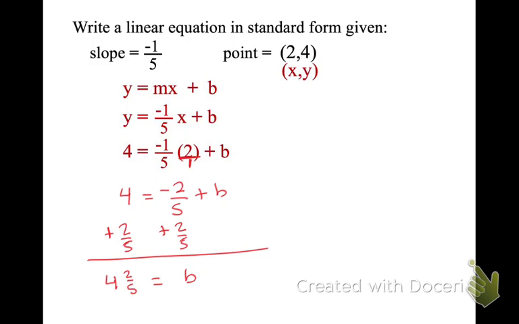You can also change that, I could have done it a couple other ways. I could have made this 20/5. Need the same common denominator, and that would become 22/5 equals b. So we know what b is.